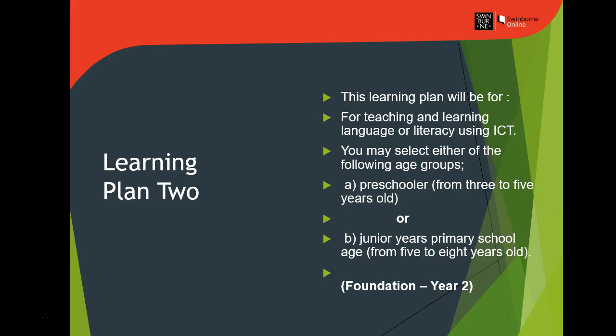And for this lesson plan, you can either do it for preschoolers, so 3 to 5 years old, so that would be your EYLF curriculum, or you can have a go at doing junior years primary age from 5 to 8, and that's where you would be using your Australian curriculum. So that's a great opportunity to do that. Remember, it's only one of those age groups. You don't need to be doing 2.